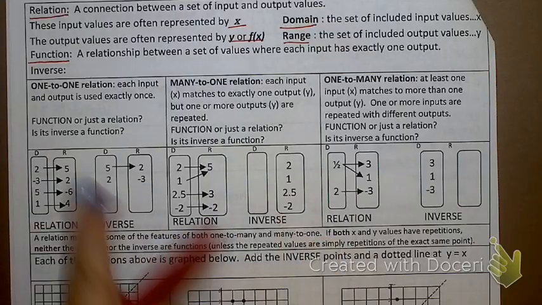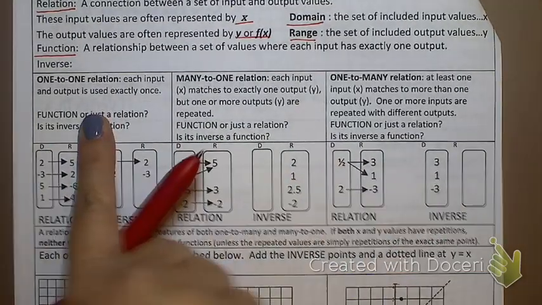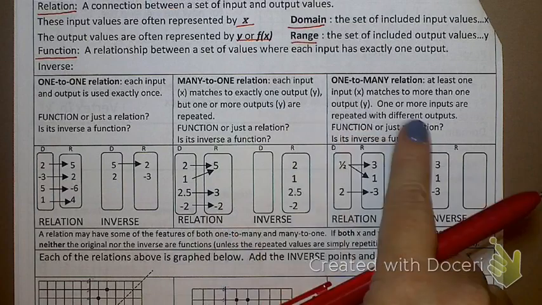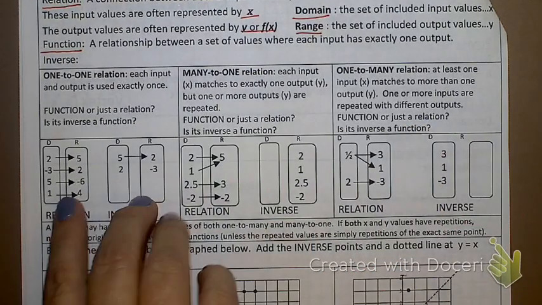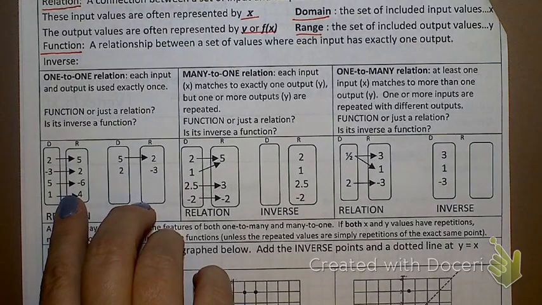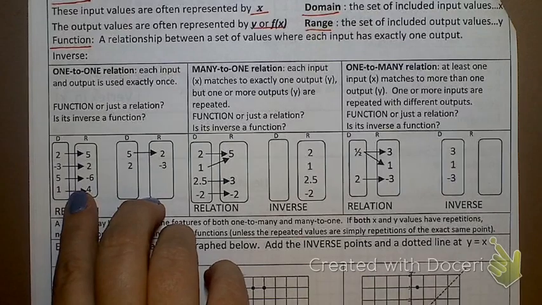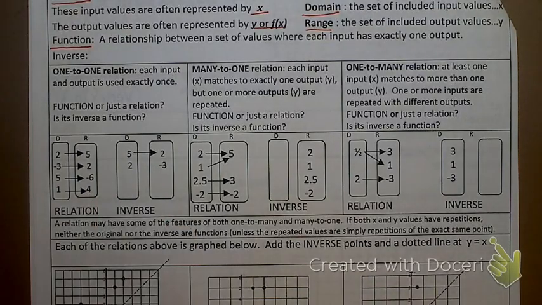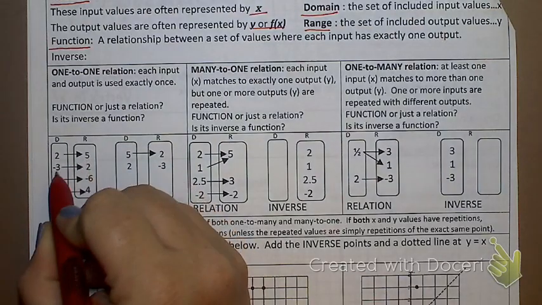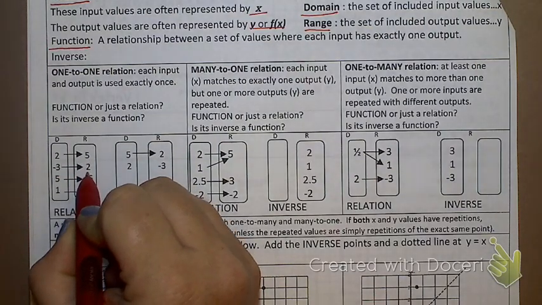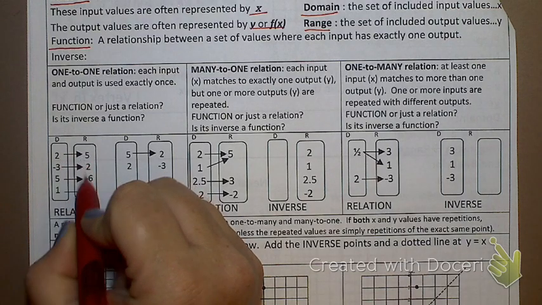All right, so now we have 3 different examples of relations. We have a one-to-one relation, a many-to-one relation, and a one-to-many relation. I'm going to explain it mainly using these bubble things down here. Does anyone know what these are called? These are called mapping diagrams. It's a different way of listing ordered pairs. For example, this is the ordered pair 2, 5. And this one's -3, 2, right? Domain being your input or your X, range being your output or your Y.